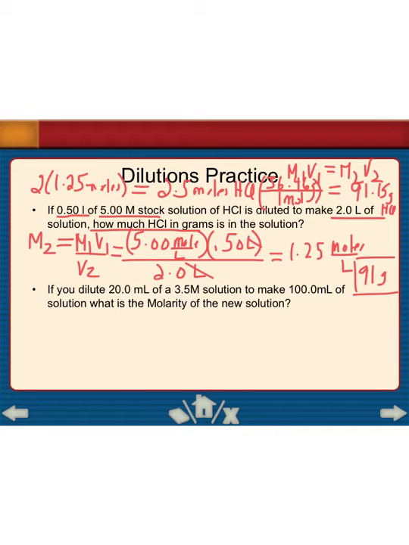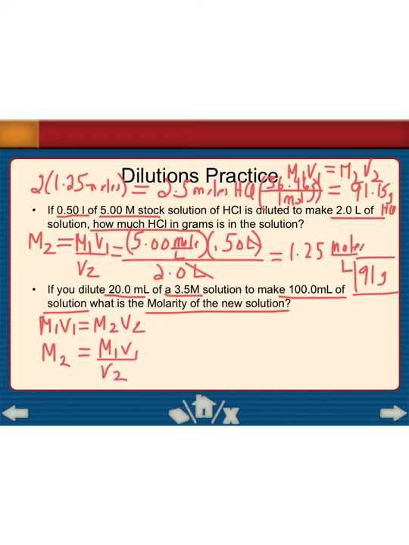And then the next one says if you dilute 20 mL of a 3.5 molar solution to make 100 mL of solution, what is the molarity of the new solution? So again, M1V1 equals M2V2. We are looking at the molarity of the new solution, so we're looking for M2 equals M1V1 over V2.